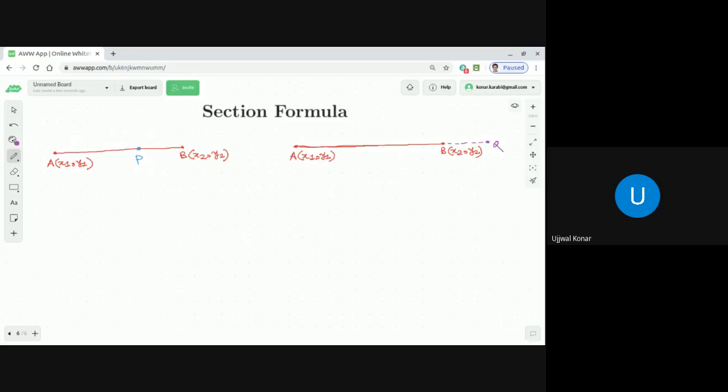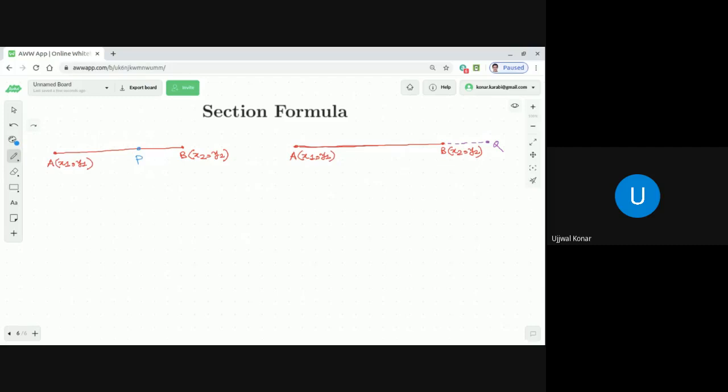Why, you know? Because as I said, P is a point in between the line segment AB. That means P could be anywhere. P could be here, or here, or here, or here. Then how is it possible? It is not possible with only the information of the coordinates of the points A and B. What extra information we need, dear students, is in which ratio that point P is actually dividing the line segment AB.